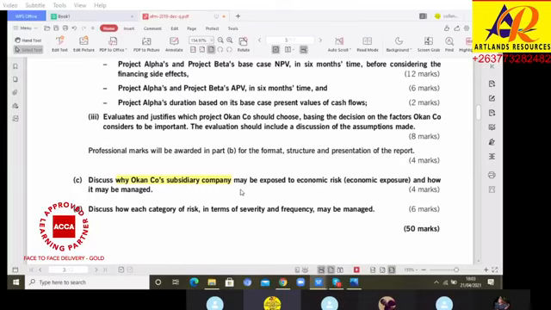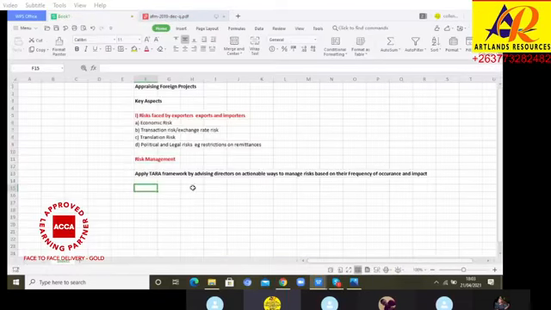So if the question says, why can a company be exposed to that? It's a matter of saying, if there's economic recession, for example, if there's high unemployment, judging by this subsidiary's business model, how is it going to be affected? That's the answer. Discuss how each category, in terms of severity, that's impact, and frequency may be managed. Notice, that's 10 marks there. 10 marks on risk management, because when you are investing in another country, you need to be able to manage these risks.